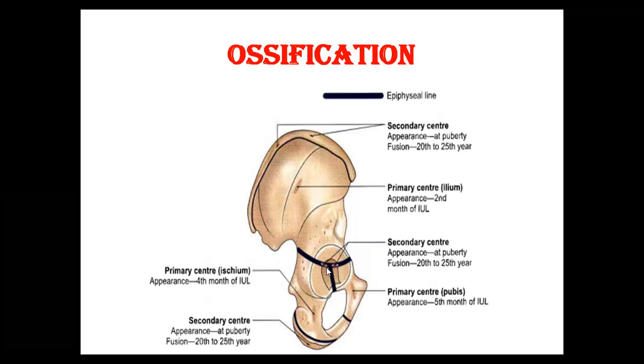You find a triradiate cartilage at the acetabulum which shows the fusion of three bones, that is superiorly ilium, anteriorly pubis, posteriorly ischium. Okay, this is the triradiate type of fusion of the three bones in the floor of acetabulum. And one more thing I want to tell you. When you talk about acetabulum, this is the rim of acetabulum which gives attachment to the acetabular labrum during the formation of the hip joint.